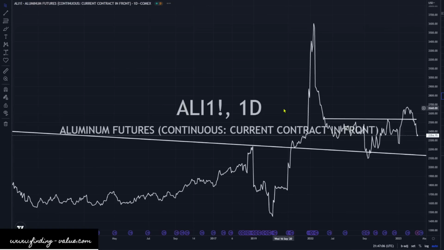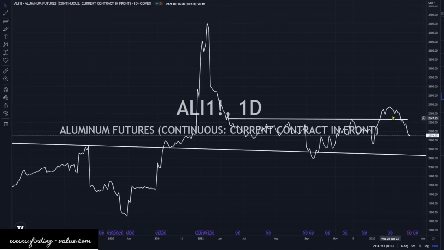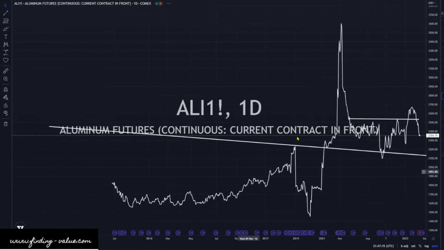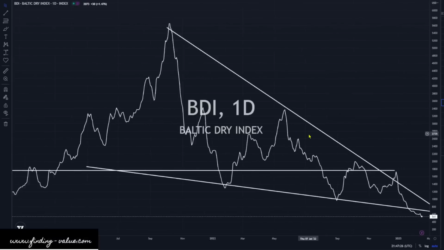Aluminum did head a little bit lower today. I think the companies were holding up pretty steady. This is an inverted head and shoulders. It is coming back, still grinding sideways for aluminum, still grinding. We're above support. Everything's still intact. Just takes time now. Baltic Dry Index, this guy is still continuing to head lower.